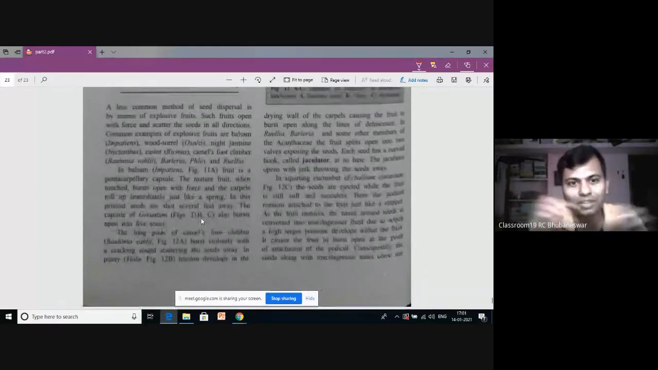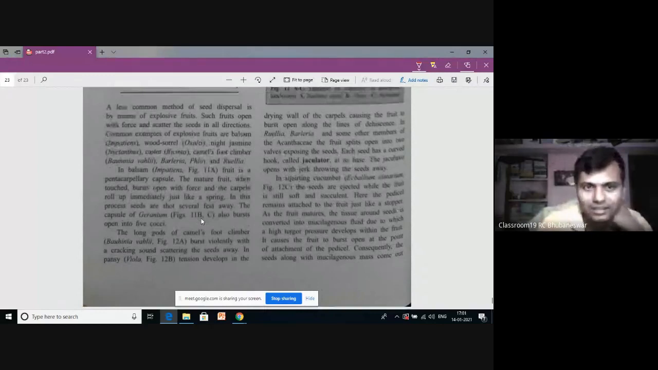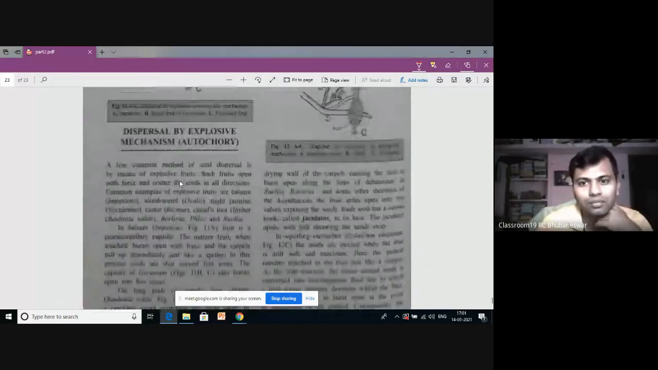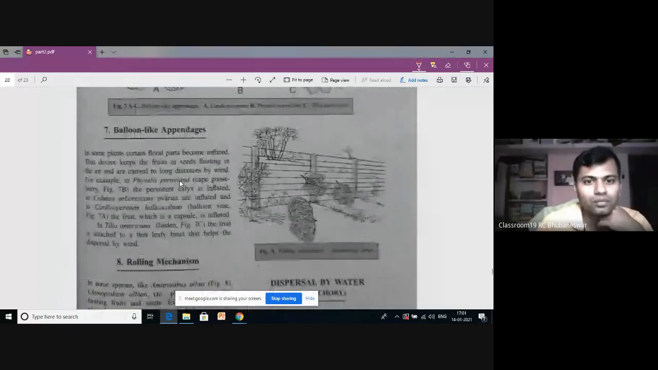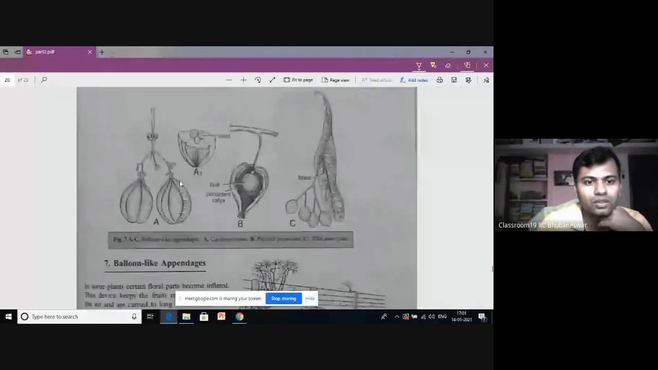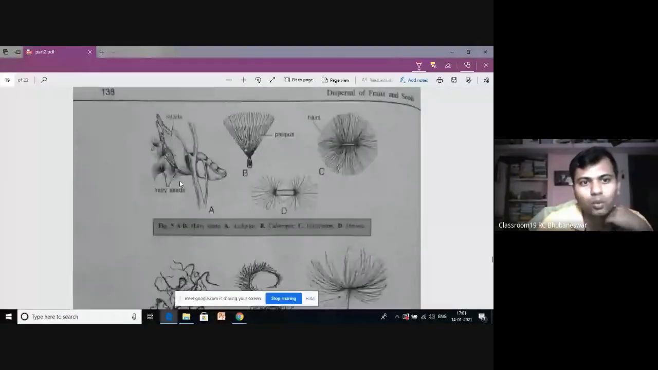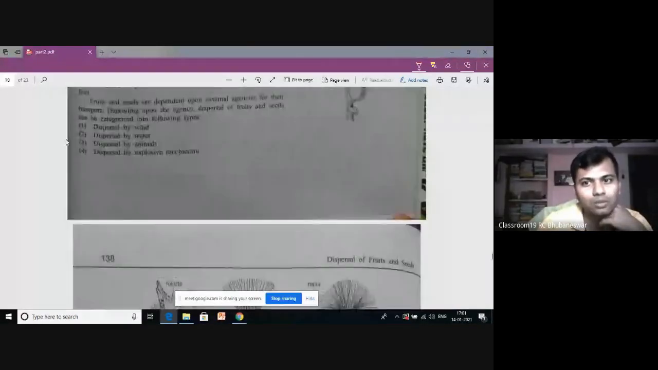Simply you have to remember this: Oxalis, wood sorrel, Ricinus, Phlox. In these plants we will find the explosive mechanism. And these are the seed dispersal mechanisms: dispersed by wind, dispersed by water, by animals, and by explosive mechanism by itself.